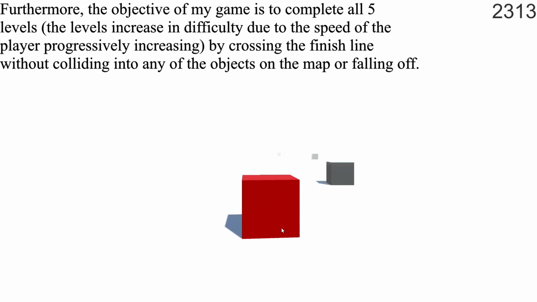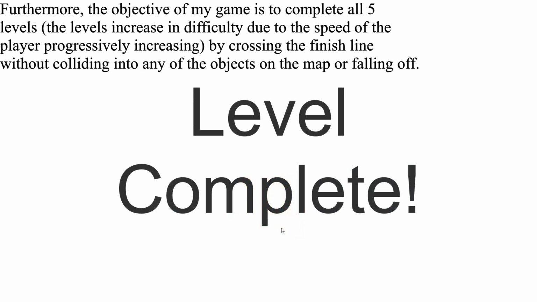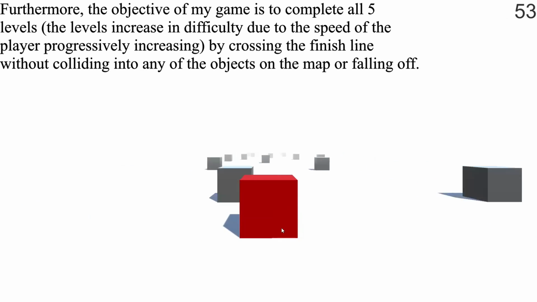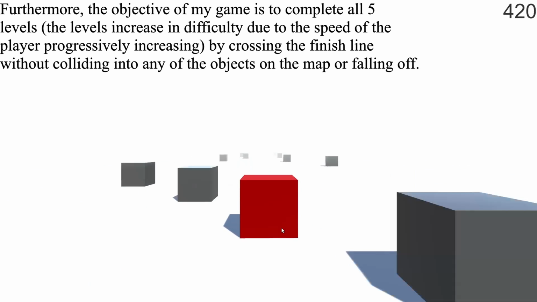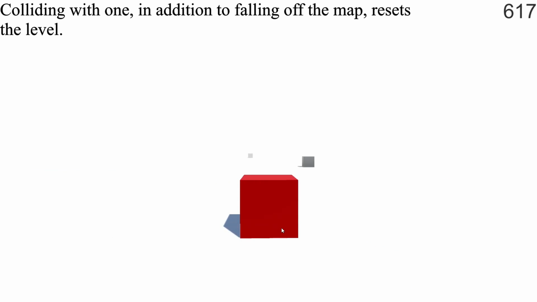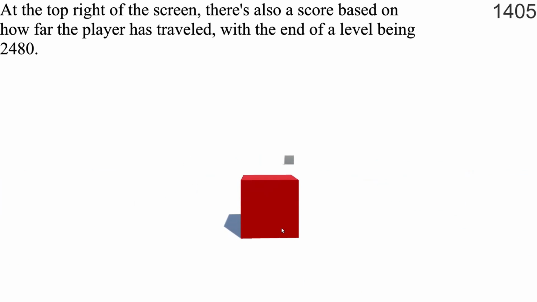The levels increase in difficulty due to the speed of the player progressively increasing by crossing the finish line without colliding into any of the objects present on the map or falling off. Colliding with one, in addition to falling off the map, resets the level. There's no limit to the amount of times you can retry any of the levels. At the top right of the screen, there's also a score based on how far the player has traveled, with the end of a level being 2,480.